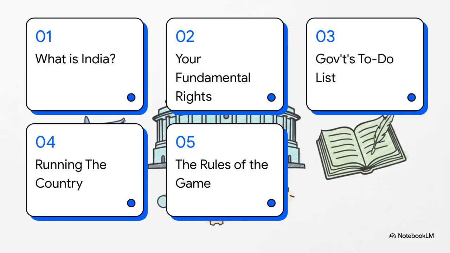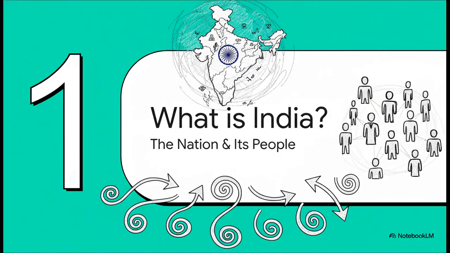So, here's our game plan. We're going to start with the absolute basics. What exactly is India? From there, we'll dive into something incredibly personal, your fundamental rights. Then we'll look at the government's to-do list, see how the country's actually run, and finally, we'll cover the rules for emergencies and for changing the Constitution itself. All right, let's start at the very beginning, page 1.